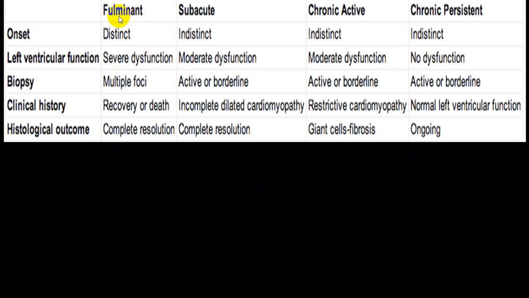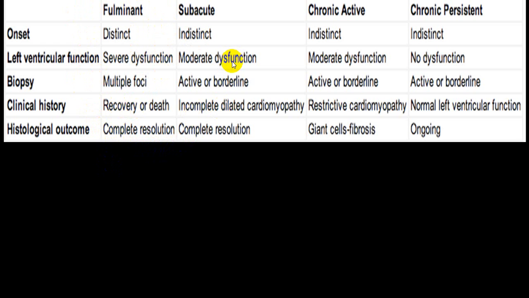You can divide into different stages like fulminant, subacute, chronic and chronic persistent, where onset, left ventricular function, biopsy, clinical history and histopathological outcome is taken. In fulminant variety, usually you will come across severe dysfunction. It is acute in onset. Biopsy will show you multiple foci. Clinical history, either person recovers or person can have a sudden cardiac death. And usually in fulminant variety, if person recovers, it can be complete resolution.